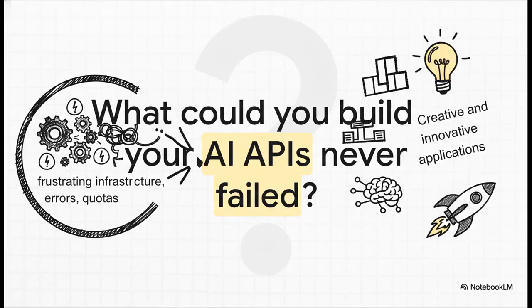And that really brings us to the core benefit, doesn't it? By handling all the frustrating infrastructure, the errors, the quotas, the protocol differences, this tool lets you get back to what actually matters, building creative and innovative applications. So the real question is, what would you build if you could just trust your AI APIs to work every single time?